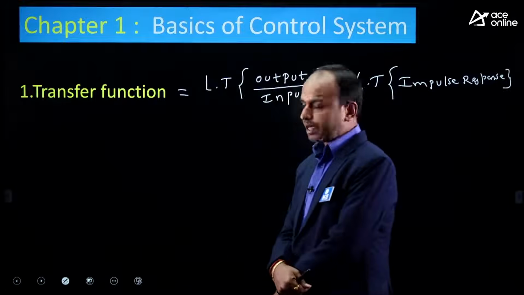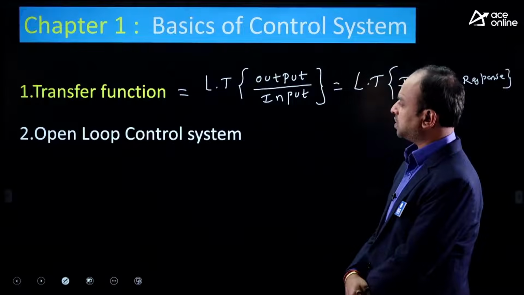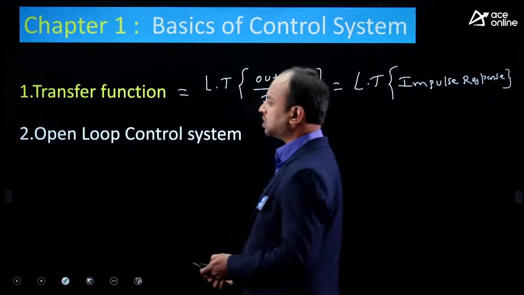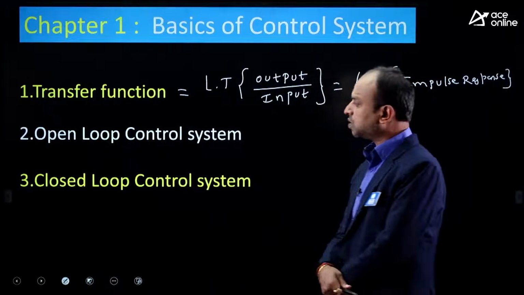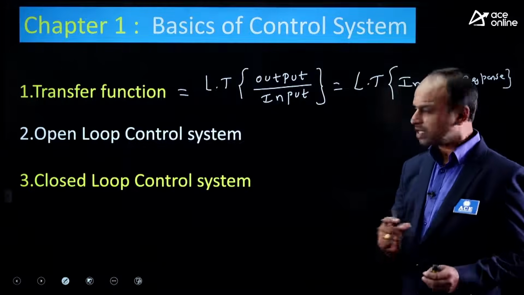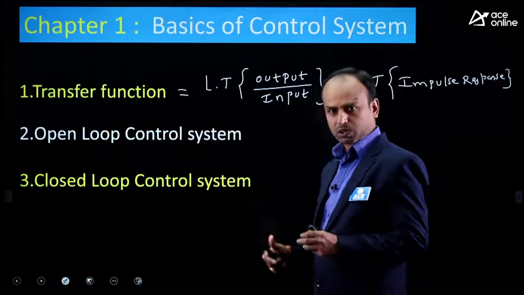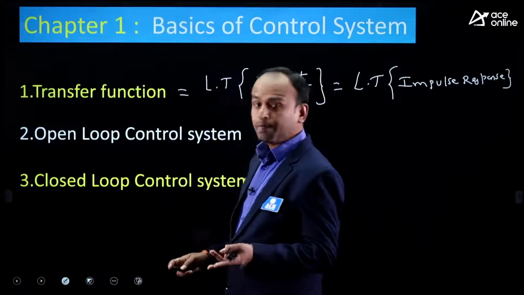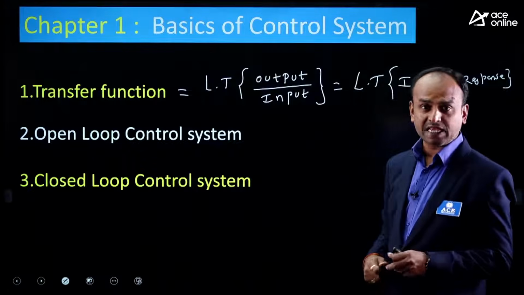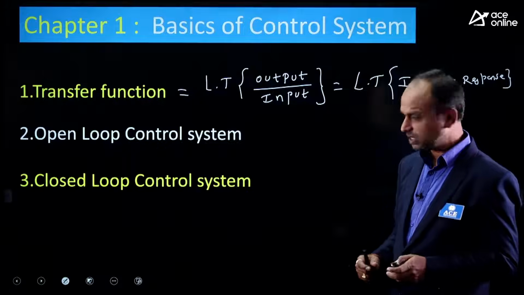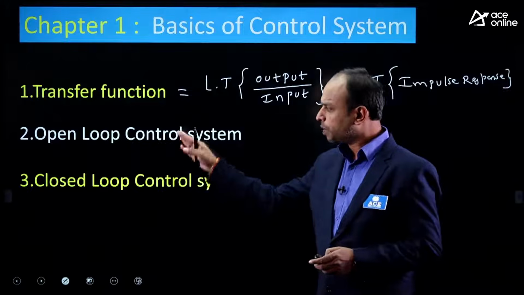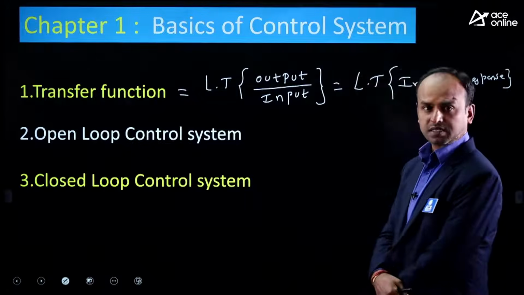And the second topic here, no doubt, is the open loop control system. So what is an open loop control system? And the second one, what is a closed loop control system? Mainly they are focusing on the comparison between open loop and closed loop: in which one bandwidth is more, in which one gain is more, and parameter variation. They are asking for the comparison between the open loop and closed loop system.